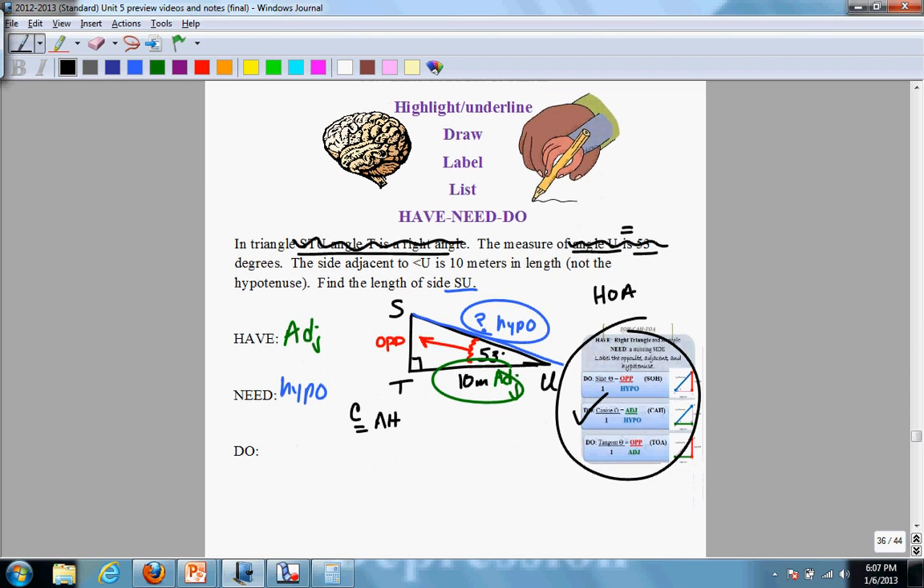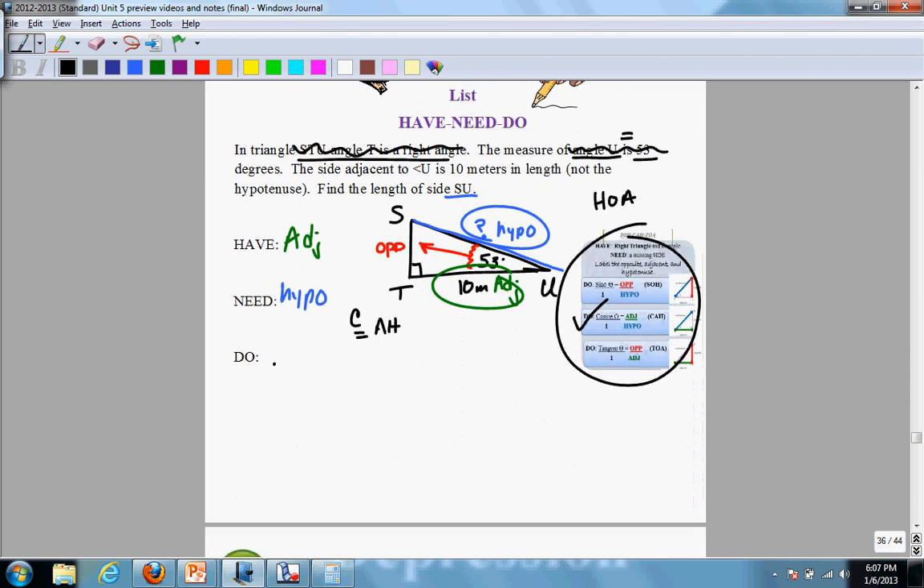So we write that ratio out. Cosine of theta over 1 equals adjacent over hypo. Where did I get that from? Right there. Take a moment and copy that down. So now let's circle, plug, chug.